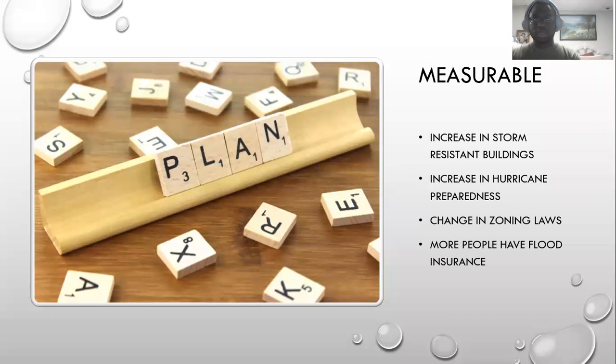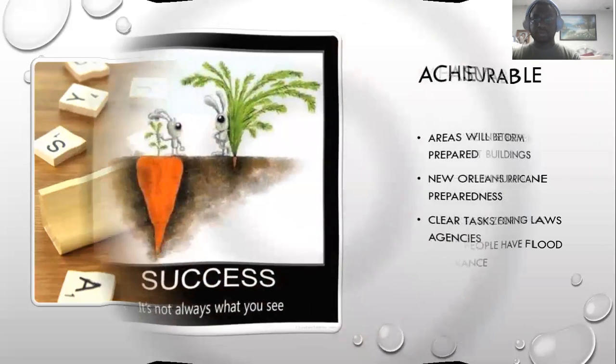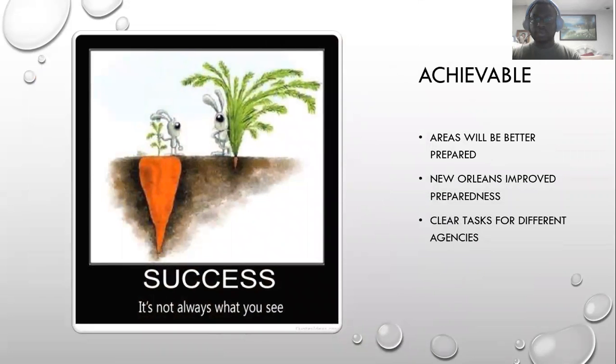We want to make sure this is also something that's measurable. So we want to increase buildings that are storm resistant. In order to do that, we're going to have to change some of the zoning laws and also push for people to have more flood insurance, which will result in an increase in hurricane preparedness. This will result in areas being better prepared, and a good example of this is New Orleans after Hurricane Katrina.